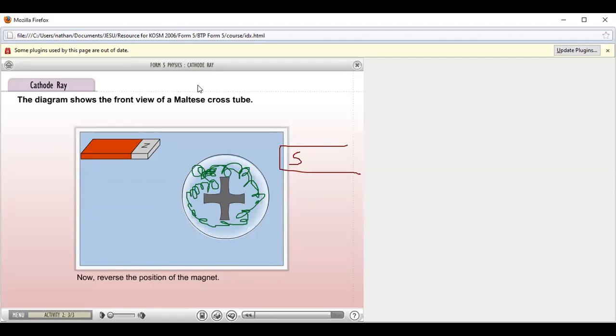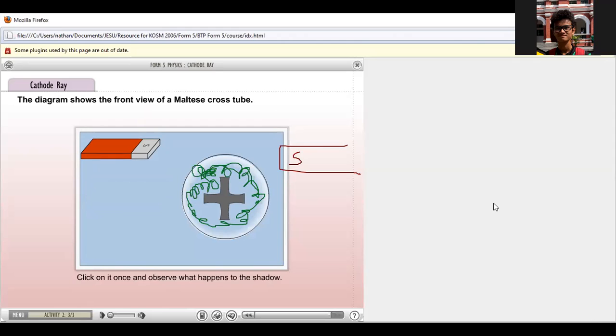So it's like this. Let's say this is your magnet. For this example, here is north, here is south. And then this is the source, and this is the shadow lah. So how to determine, right? For this one, you have to use your Fleming left-hand rule.